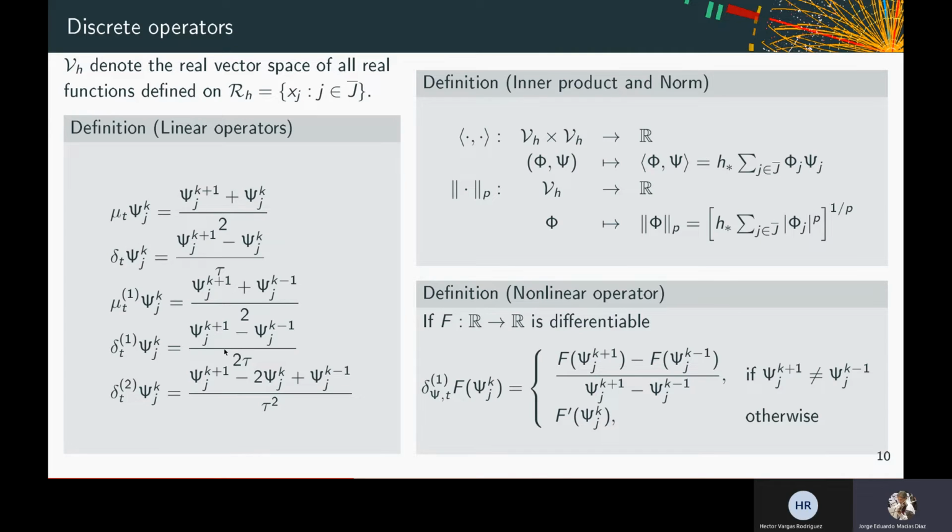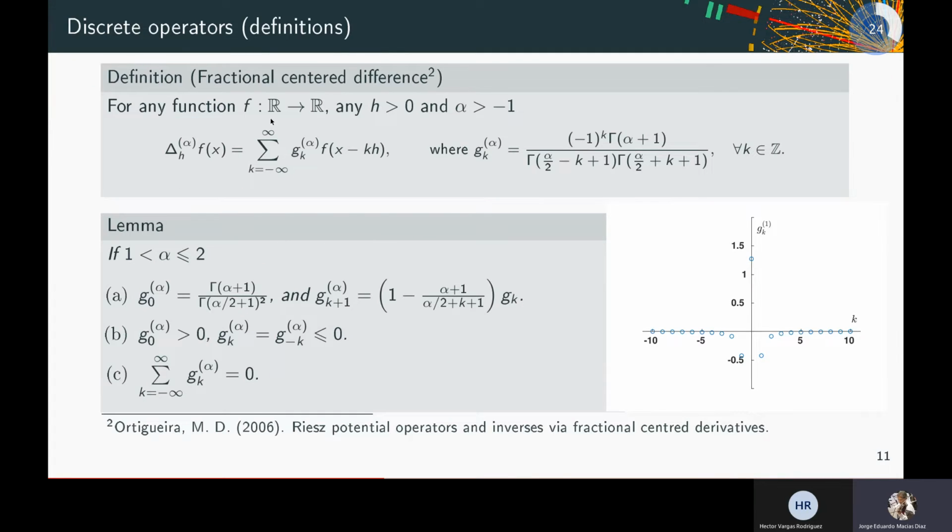These are going to be some linear operators that we're going to use. So they are all traditional operators. We're going to define inner products, norms, and we are going to introduce this traditional nonlinear operator to approximate the derivative of f with respect to phi.